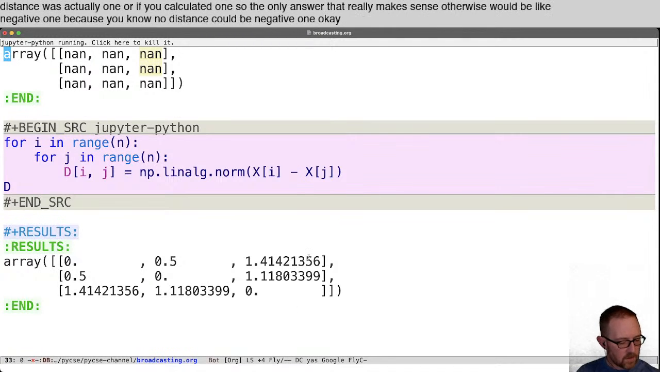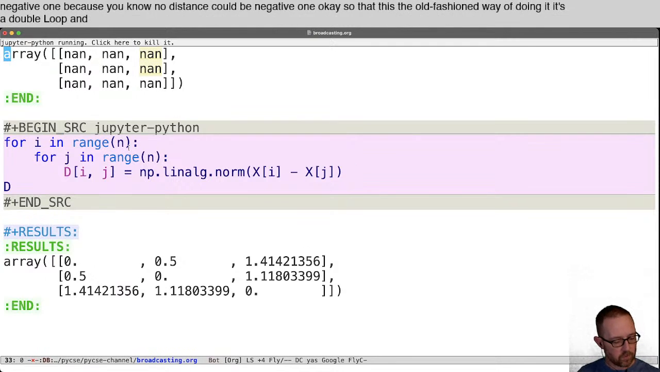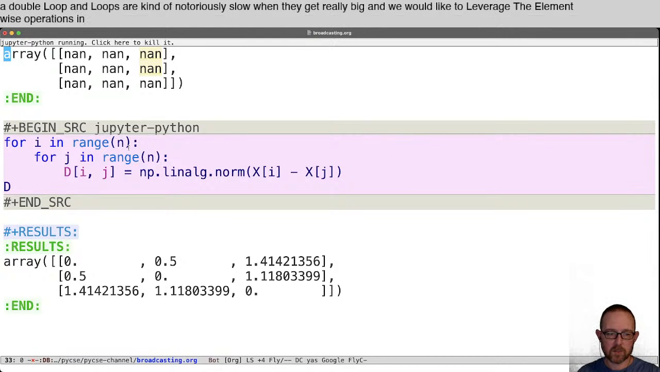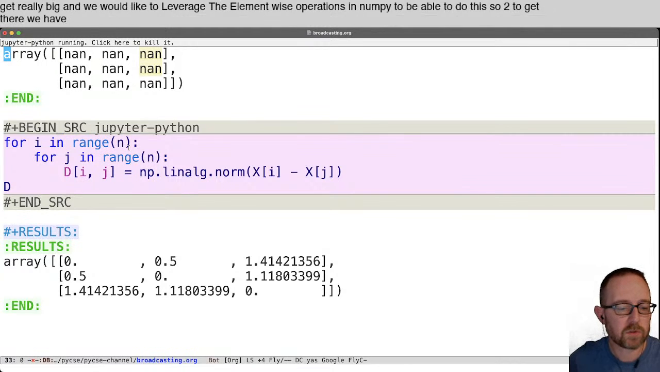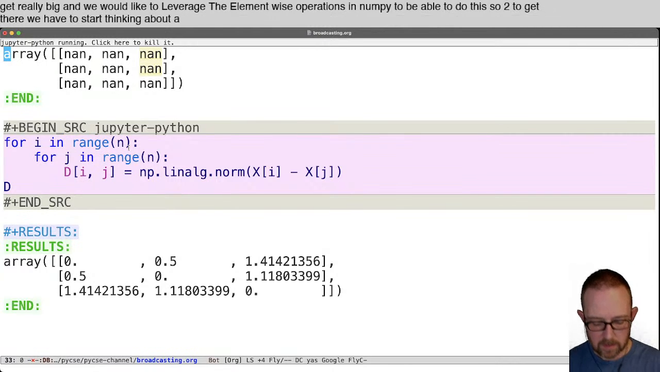Okay, so that is the old-fashioned way of doing it. It's a double loop, and loops are kind of notoriously slow when they get really big, and we would like to leverage the element-wise operations in NumPy to be able to do this. So to get there, we have to start thinking about arrays and element-wise operations.